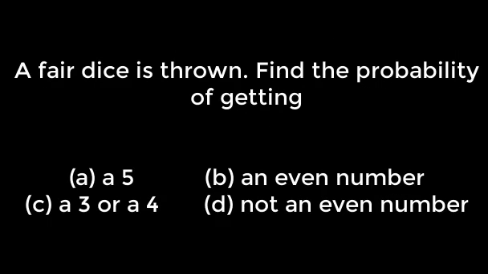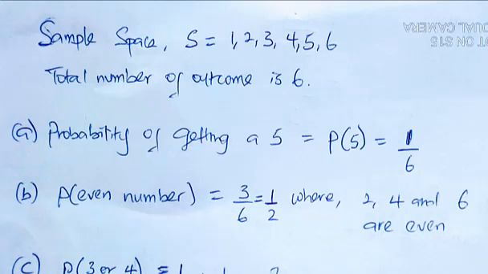Example 1. A fair die is thrown. Find the probability of getting A, a 5, B, an even number, C, a 3 or a 4, D, not an even number. In this case, we have to get our sample space, which is represented with S. And our S is equal to {1, 2, 3, 4, 5, 6}. Why? Because a fair die contains 6 faces. Total number of outcomes is 6.